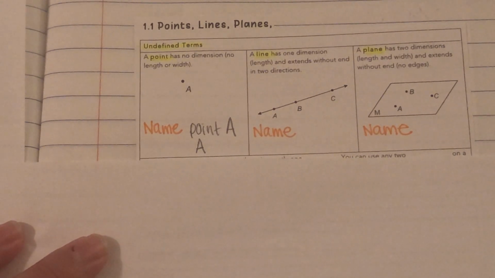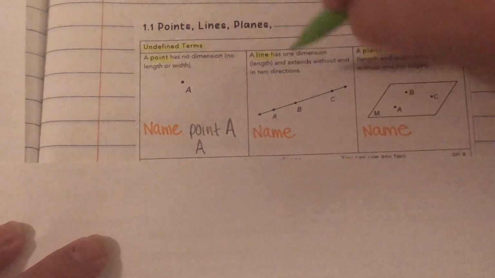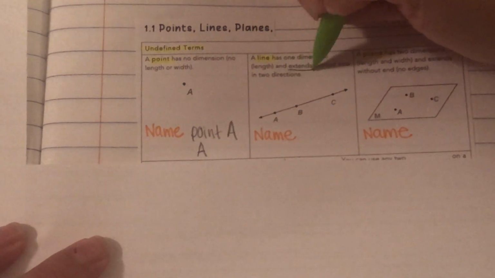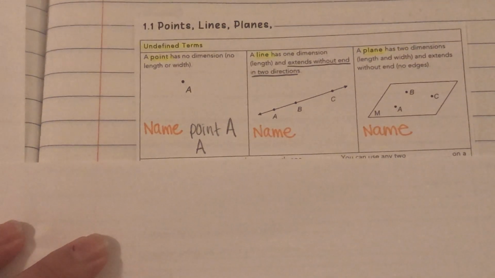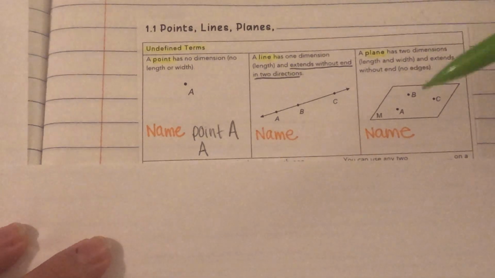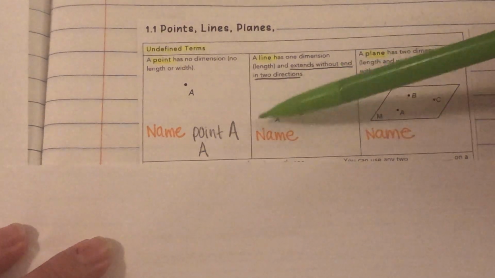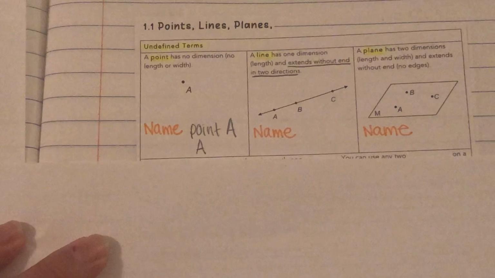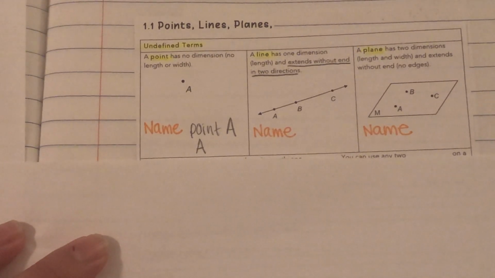Okay, moving on to a line. A line has one dimension, length, and it extends without end in two directions. So I'm going to underline that. Extends without end in two directions. This is where it becomes very important that when you draw a line, you show me that it does not end. And you're going to show me that by adding the arrows to both ends. That's how you're going to show me that it extends in both directions. Without them, this line becomes something else.